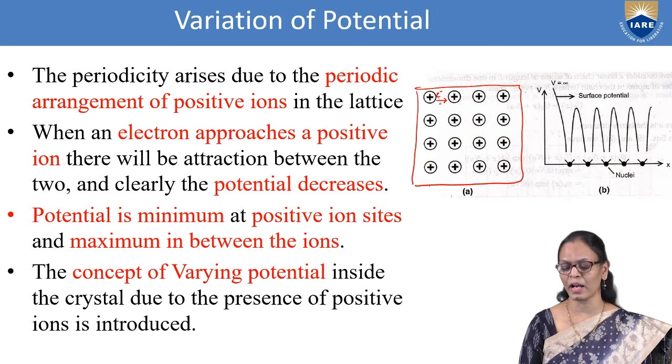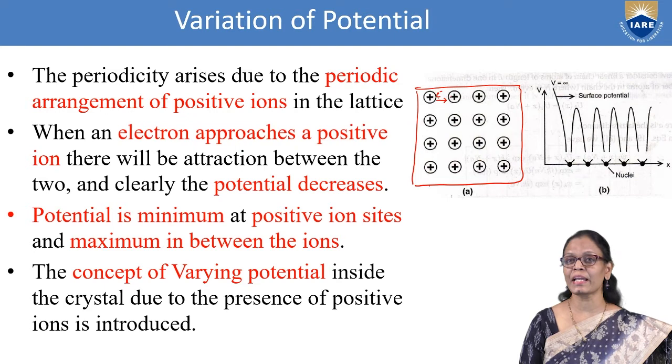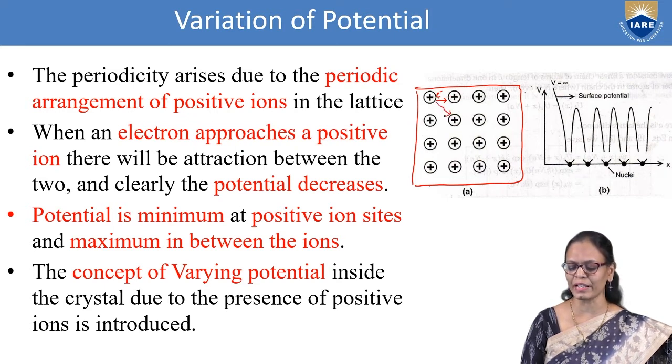So what they have considered is, as the electron comes from one positive ion side to the other side, its potential varies. How is it varying? It is decreasing at the positive ion side. So when it is coming here, again it decreases.